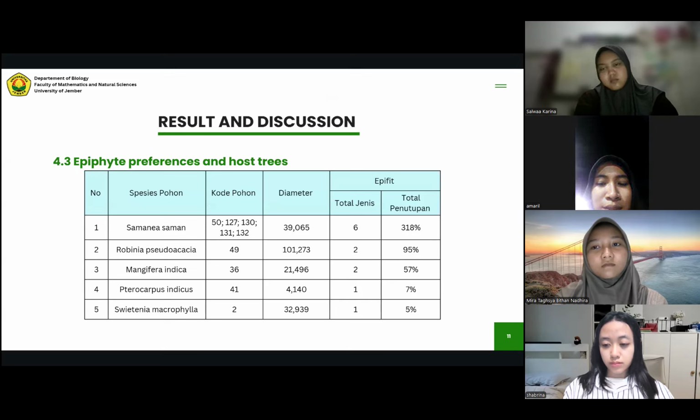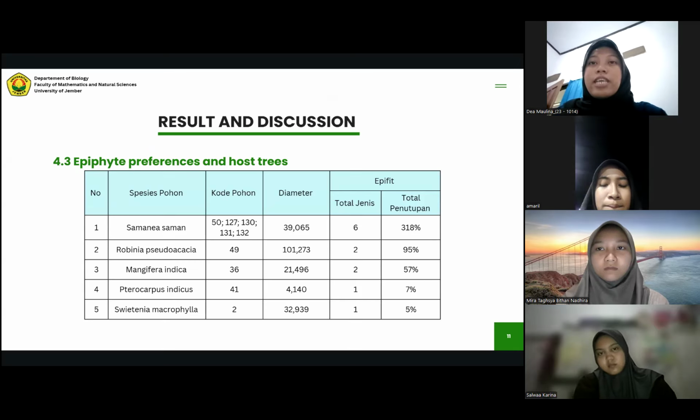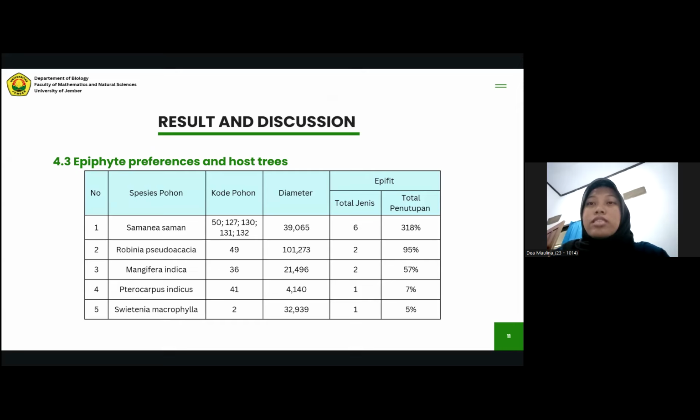This table 4.3, based on the table, it can be seen that Samanea saman is the host tree with the highest percentage of epiphyte coverage at 310%. Its average diameter is only 39 cm, but despite its relatively narrow diameter, Samanea saman is the most heavily colonized host tree with a total of 12 trees in the tree-cut column, all of which host nearly 6 epiphyte species.